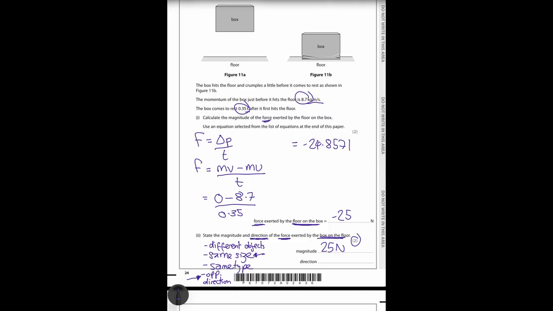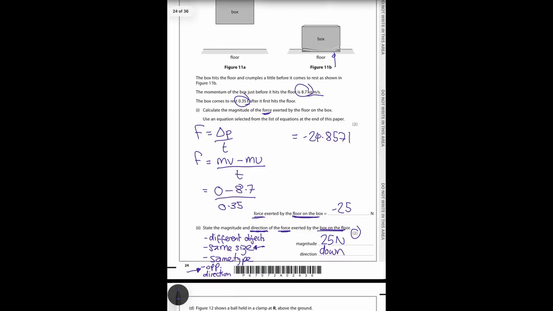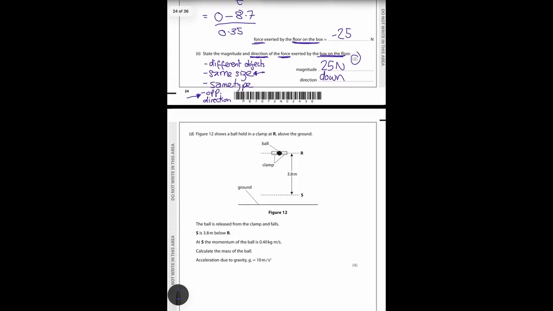If the box is hitting the floor, the floor is going to exert a force upwards on the box to make it stop. So that means the direction of the force on the box and the force on the floor are going to be opposite, and therefore the direction's got to be down. And then again, I'm happy that I've got this mark for this question.